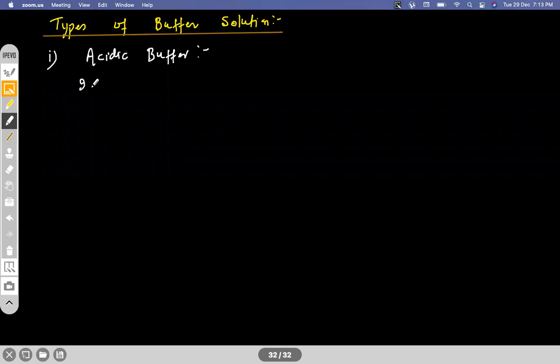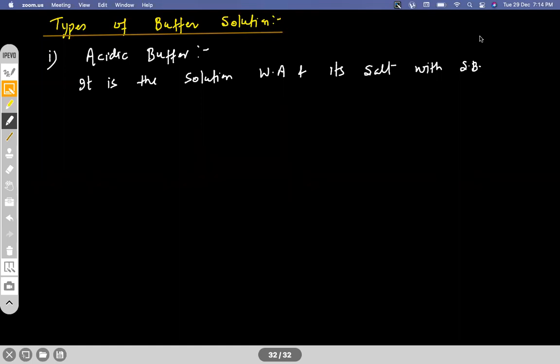Acidic buffer. It is the solution of a weak acid and its salt with a strong base. Could you give me an example of this? Any example? Yes, CH3COOH and CH3COONa. No, HCl and NH4OH is not possible because HCl is a strong acid and NH4OH is a weak base. But it is a weak acid and its salt with a strong base.